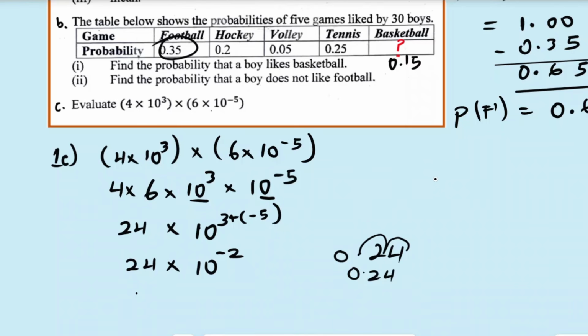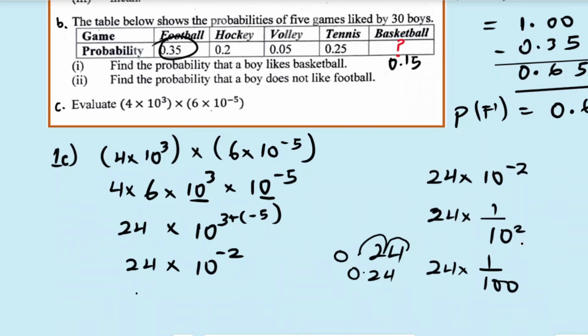But if you want to show exact workings, it's going to be like this, 24 times 10 exponent negative 2. So that's the same as 24 times 1 over 10 exponent 2, which is also the same as 24 times 1 over 100, because 10 exponent 2 is 100. So we get 24 out of 100. So you just have to move 2 times to the left, 1, 2, to get 0.24. So the answer is going to be 0.24. So that is it.